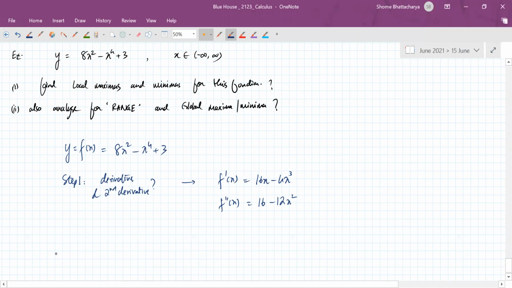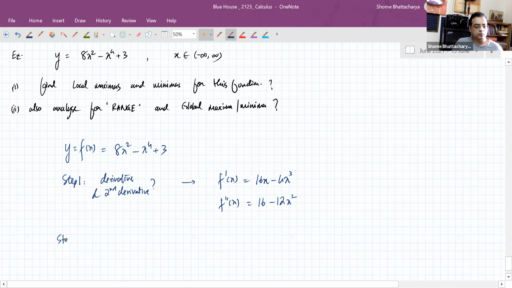Okay, so now second step, find the roots of the derivative. That is what we call the critical points. You want to find the critical points in the domain. So those are the points where f prime x should be 0.